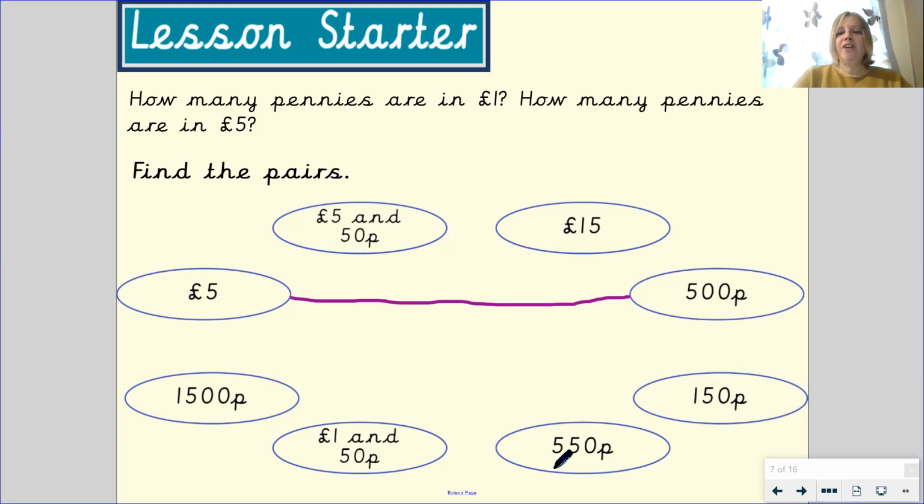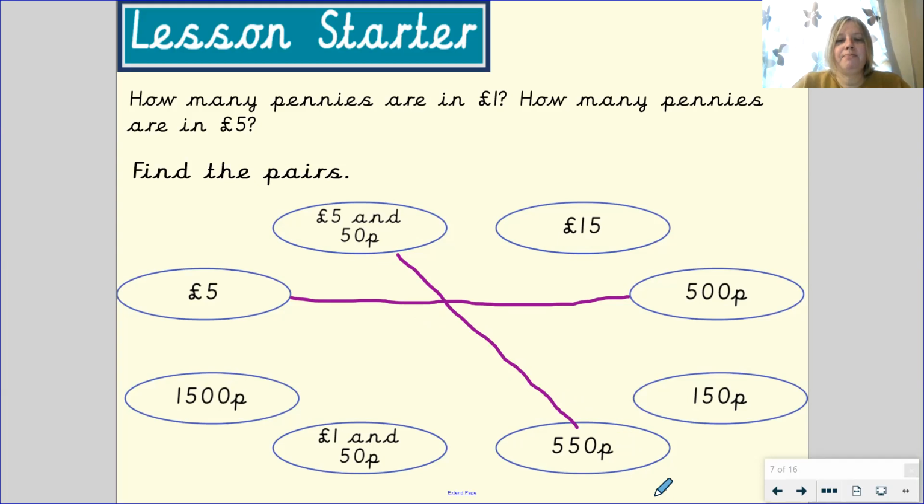Let's have a go at this next one together. If I've got 550p, I can use my knowledge of place value to help me. And the first thing I'm going to think about is the hundreds. So in 550p, I've got 5 hundreds, which is equivalent to £5. And I've got 50p. So I would match £5 and 50p with 550p. Can you pause your video now and have a go at matching the rest of the amounts?